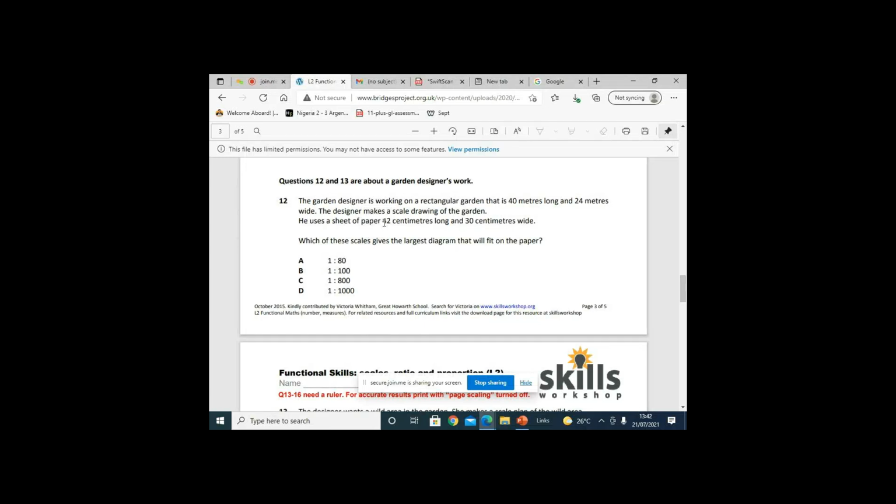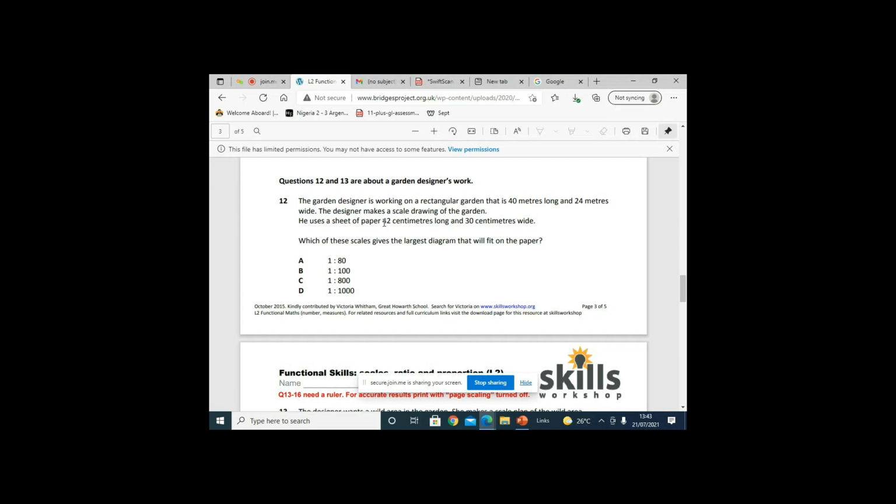That first one is not correct, because if you convert 40 meters to centimeters, it gives you 4,000, and you divide 4,000 by the scale of the first one, which is going to be 50, and 50 is more than 42. That means the paper is not enough to draw it. So let's do the second one now. 4,000 divided by 100 is 40. I think the paper can draw it. The paper is going to be enough to draw that one.